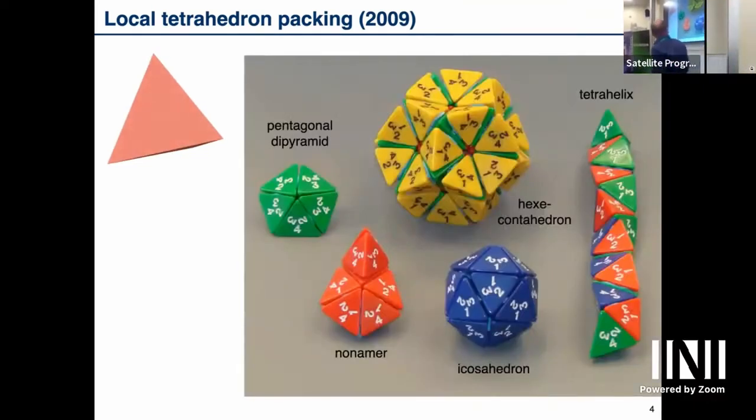We can get interesting local packing. This is pretty well known, but we glued them together with some putty. And these are dice that you can use for playing board games. So you can make a pentagonal bipyramid, you can make an icosahedron, you can add more layers, you can make a tetrahelix. And the interesting thing here is that it's not possible to pack them perfectly easily, because if you have something that has icosahedral symmetry, it just doesn't work so well with periodicity. So that's why this is an interesting shape.